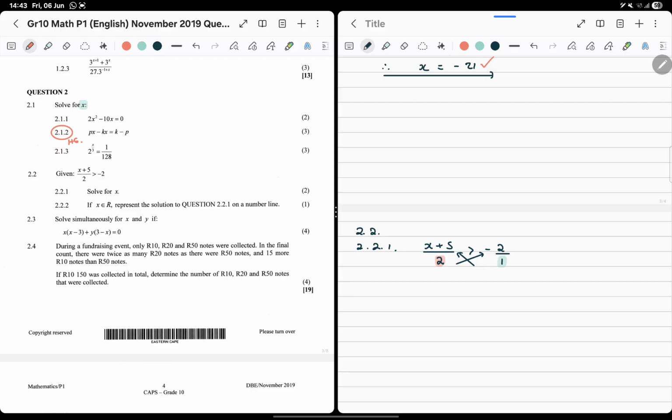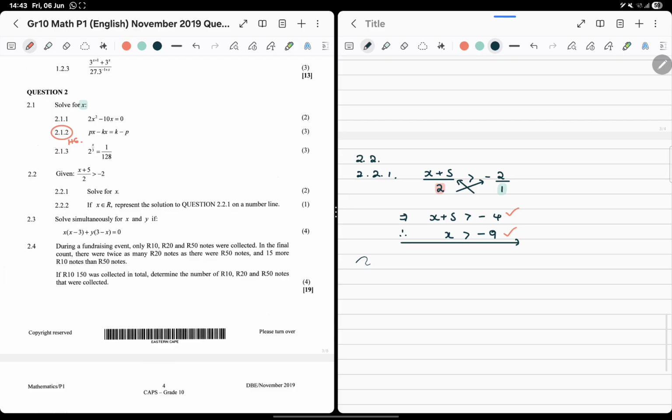Okay, remember that. So this implies that x plus 5 is going to be greater than minus 4. The sign doesn't change because we multiplied across by positive numbers. Therefore, x is greater than minus 9. Nice and easy. So this is it. We're done. It's simple, it's straightforward. How many marks? 2. Great. So I guess getting here and here is good enough.